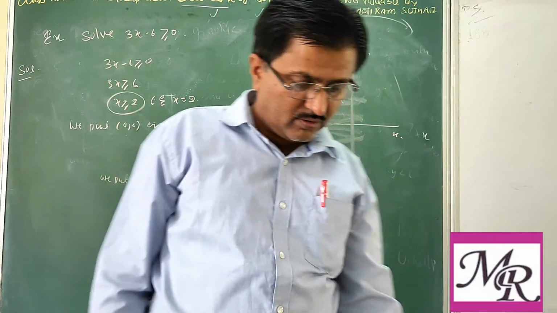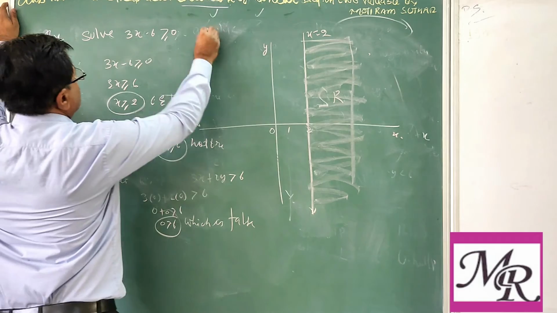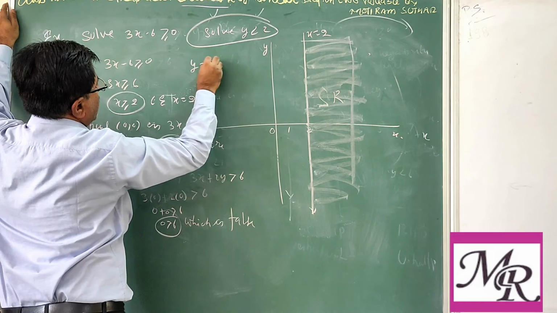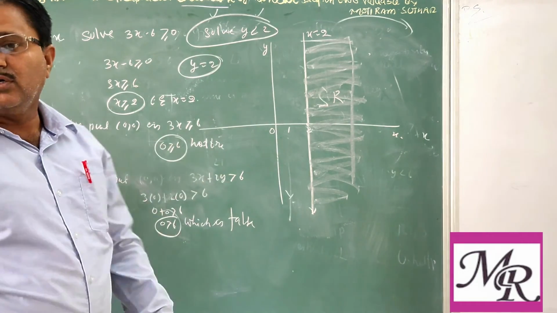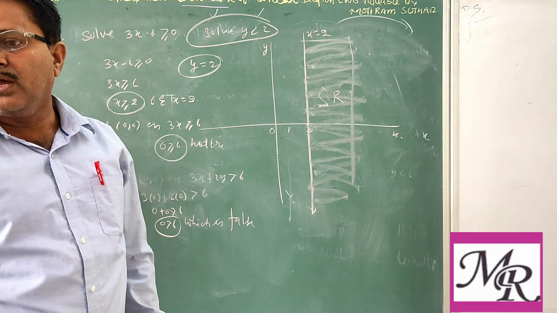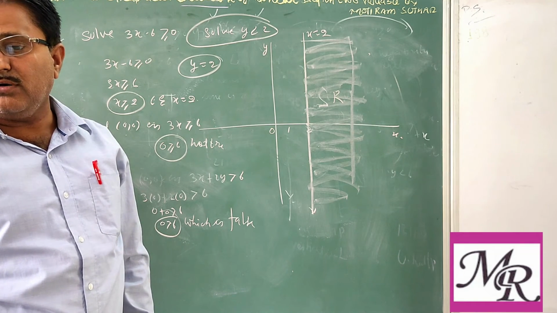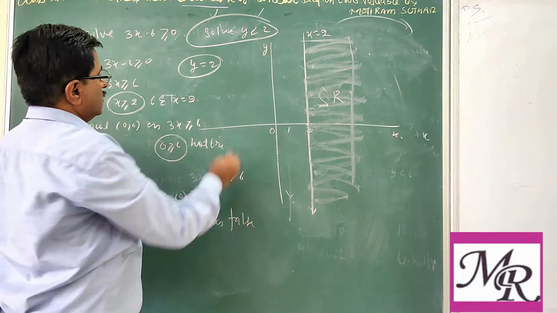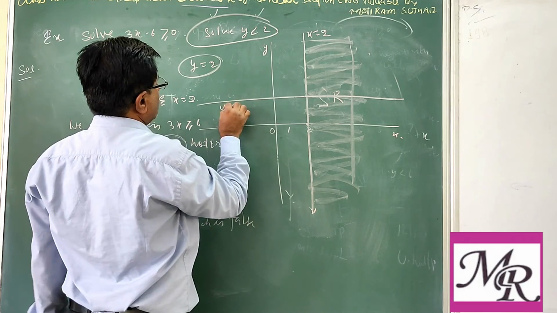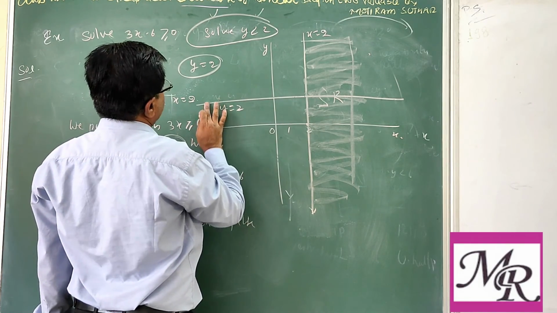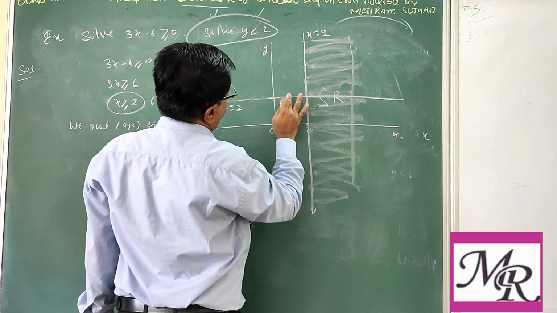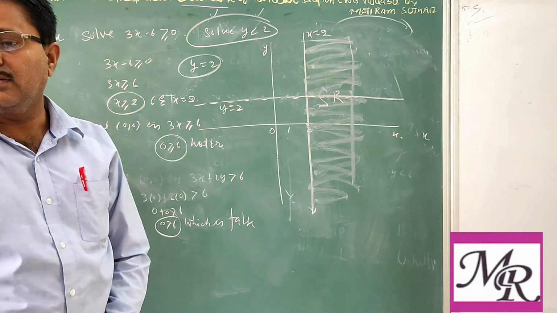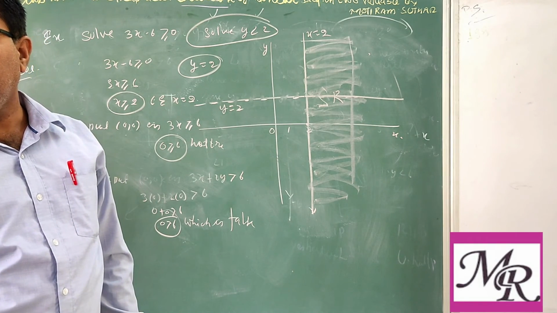Similarly, we can draw y less than 2. This is also the same as this one. So we draw the graph y equal to 2 first. y equal to 2 will be the line parallel to the x-axis. This is y equal to 2. Here the equal to sign is not given, that's why you have to draw a dotted line.